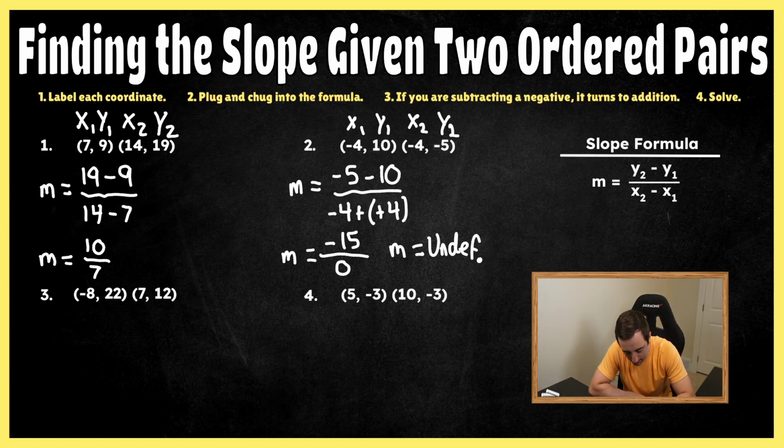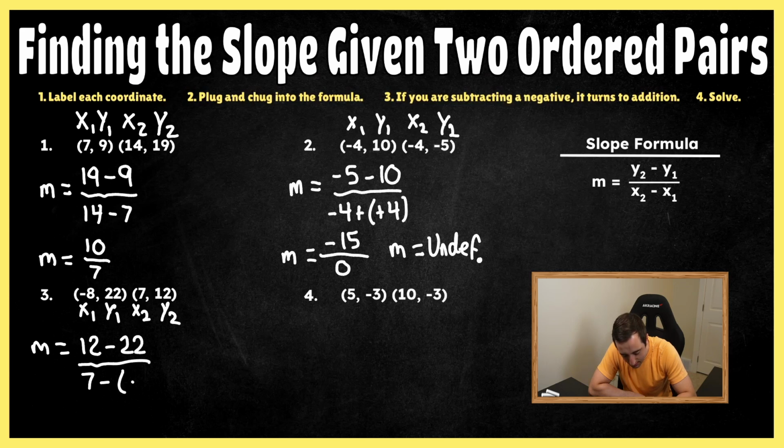So let's label once again. We have x1, y1, x2, y2. We plug it into our formula, so m equals 12 minus 22 over 7 minus negative 8. And I already noticed in my denominator, we're going to have to change it to addition again. Once you notice and recognize it, it's just second nature. So I'm just going to go ahead and change it now. So that's going to be a plus down there. So let's go ahead and do our subtraction, then our addition on the bottom.